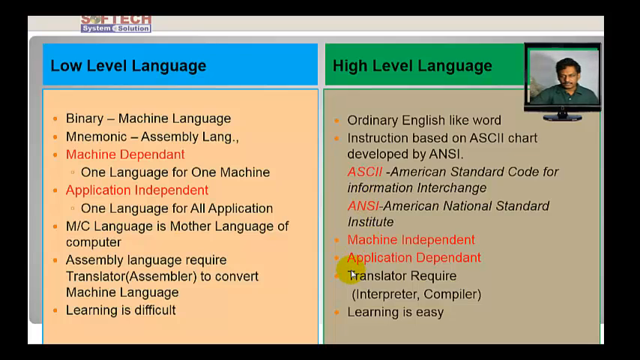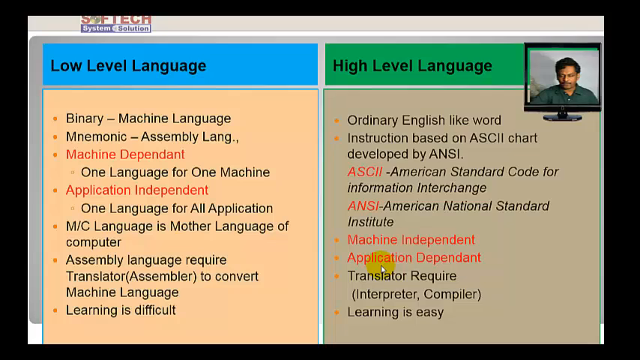But unfortunately, high-level language also has one demerit, that is application dependent. Low-level language is application independent, that is one language for all applications. By using one language, we can develop all kinds of applications. In high-level languages, using one language, we can develop one type of application. If we want to write a business application, COBOL is suitable only for business applications. COBOL is not suitable for mathematical applications.